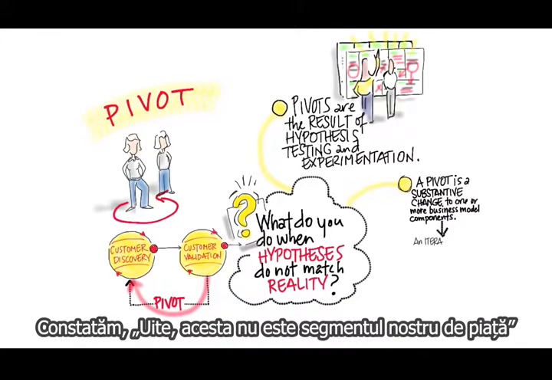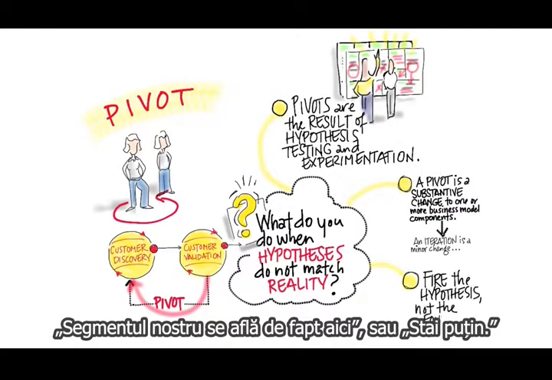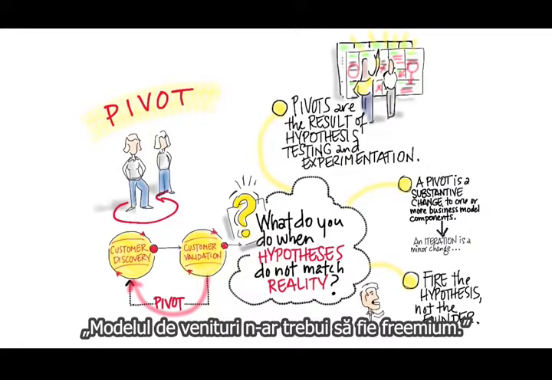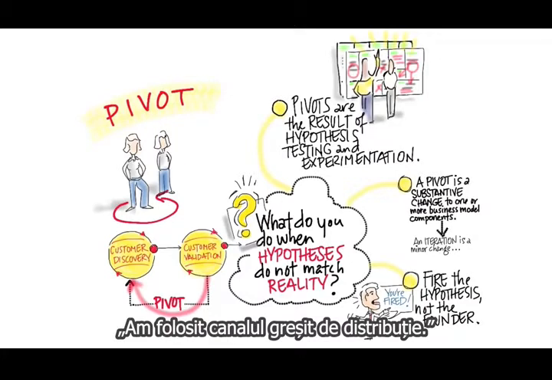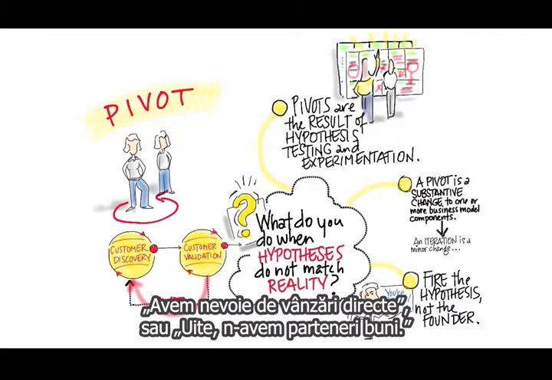It just simply says, hey, this isn't our customer segment. Our customer segment is really here. Or, wait a minute, our revenue model shouldn't be freemium. We should be charging for it from day one. Or, wait a minute, we've been using the wrong distribution channel. We need a direct sales force. Or, gee, we have the wrong partners.